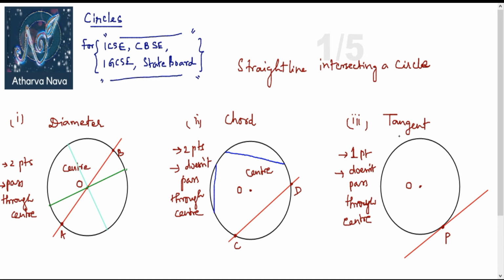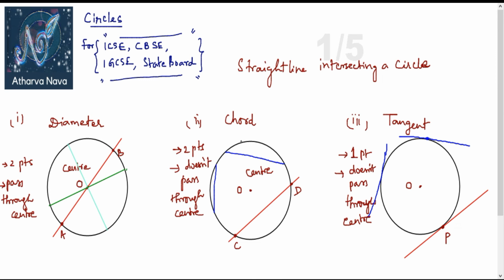Now, this can be a tangent. Say, for instance, I have a line like this. This is a tangent. Any of these which is touching the circle at only 1 point is called a tangent. If it's touching the circle at 2 points, yes, but we have to check whether it's passing through the center or not. If it's passing, it's a diameter. If it doesn't pass through the center, it's a chord. This is how we conclude the names of the straight lines which are intersecting the circles.